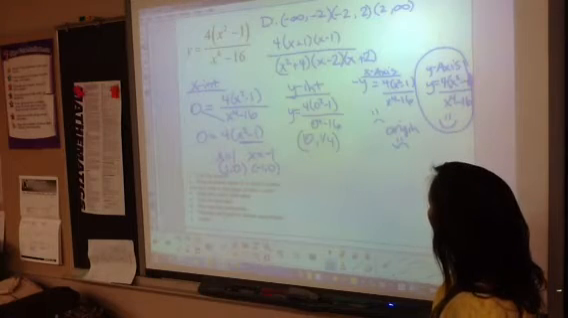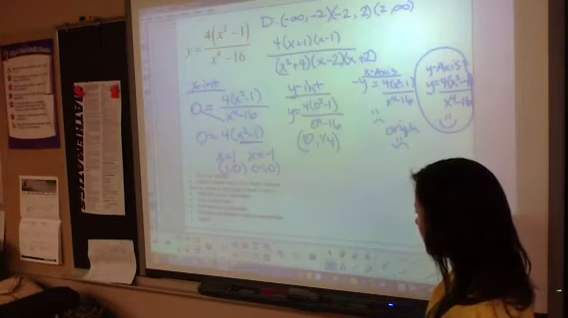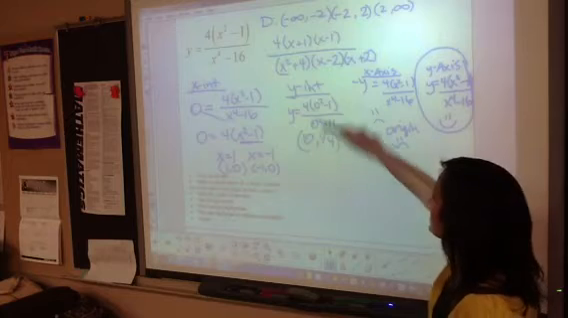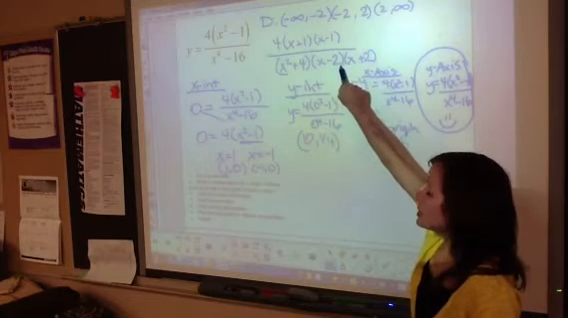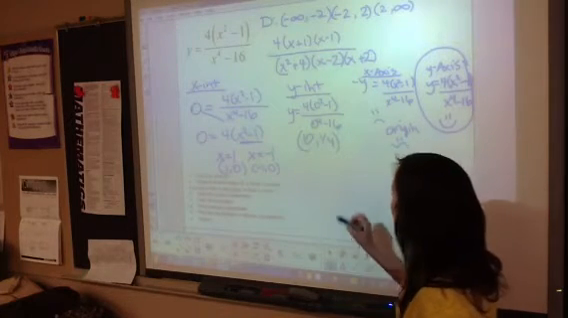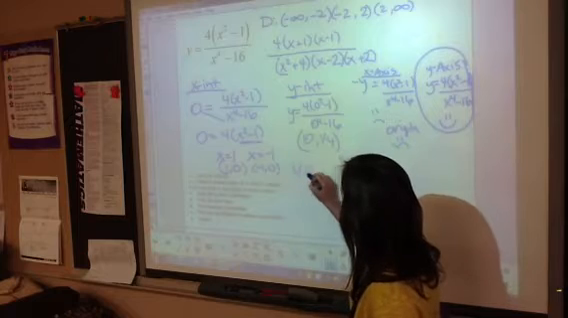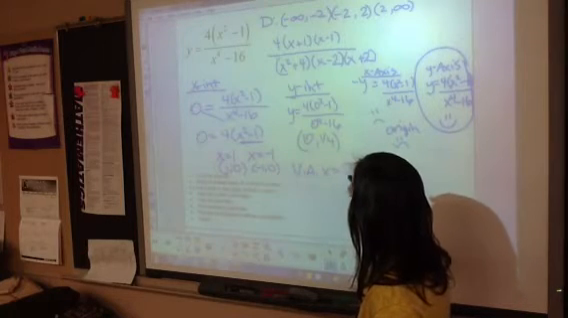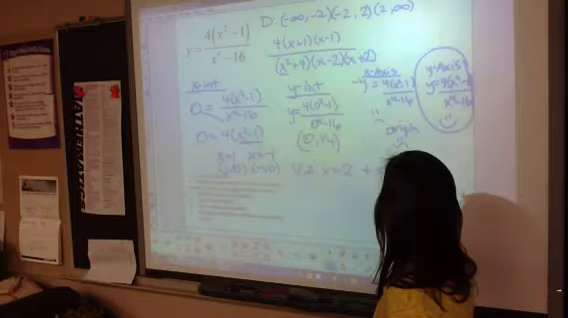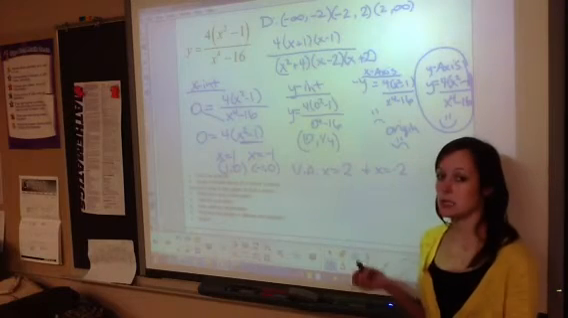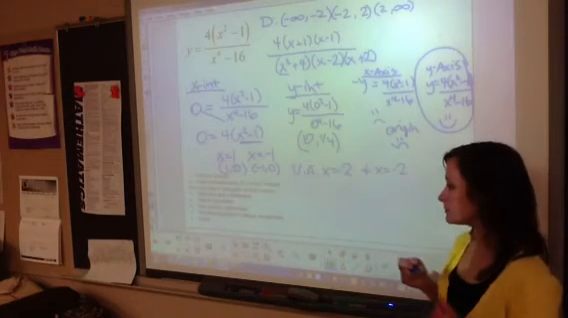Alright, from there we need to find the vertical asymptotes. We can find those by looking at our denominator. What makes it 0? You should say your vertical asymptotes are x equals 2 and x equals negative 2. Notice I put x equals. If you don't, I will count it wrong.